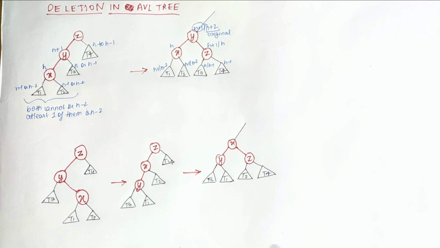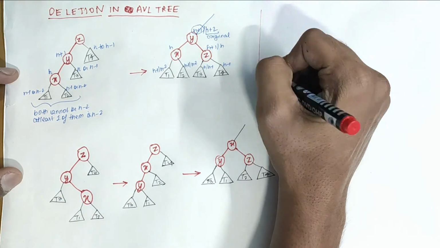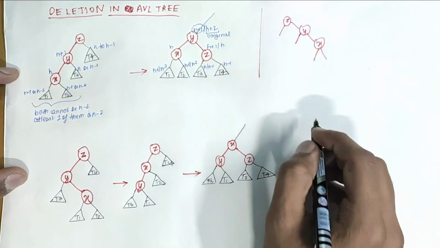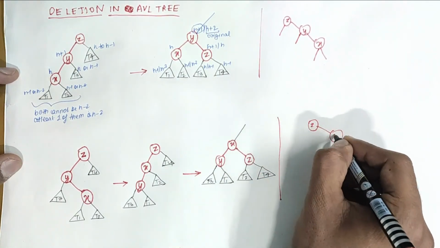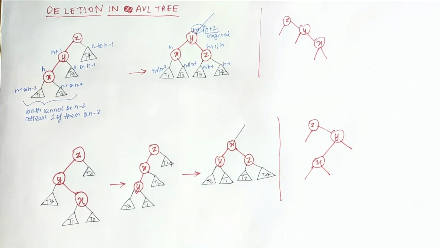So again we have 2 symmetric cases. For the first one, the symmetric case would be Y is the right child of Z and X is the right child of Y, and the other would be Y is the right child of Z and X is the left child of Y. So these can also be solved in a similar fashion. You just need to do the symmetric operations that you did earlier.